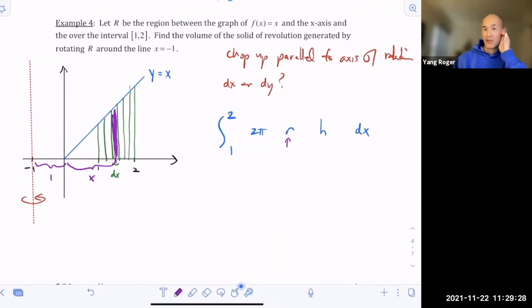You guys like multiple choice? The choices are x minus 1, x plus 1, or x. I see we already have 2 votes for x plus 1, 3 votes for x plus 1. That is correct. So in the old days, when we did about the y-axis, the radius was x. But because we shifted the axis of rotation, the radius is x plus 1.